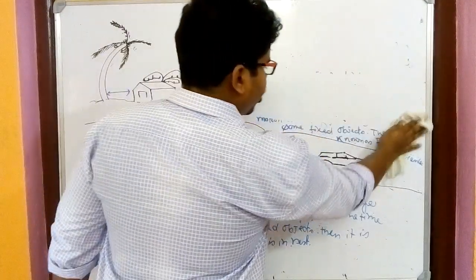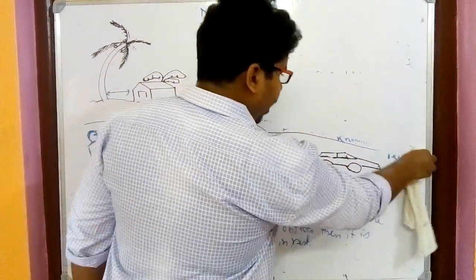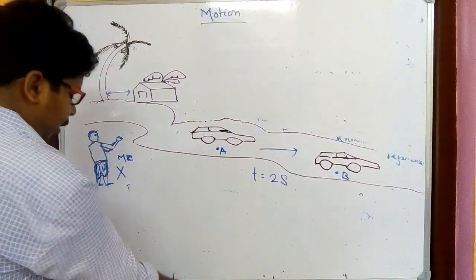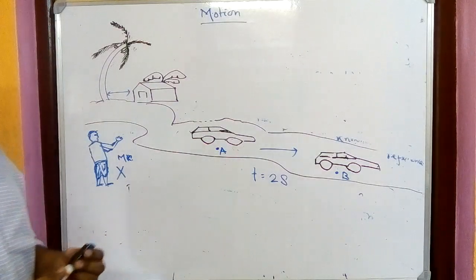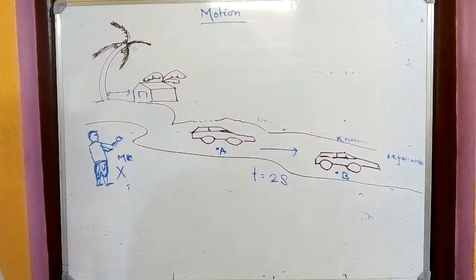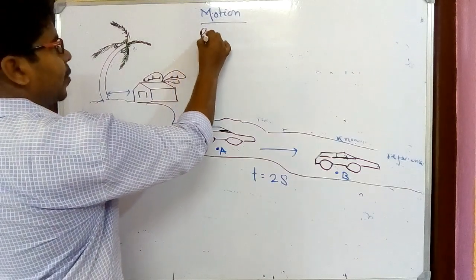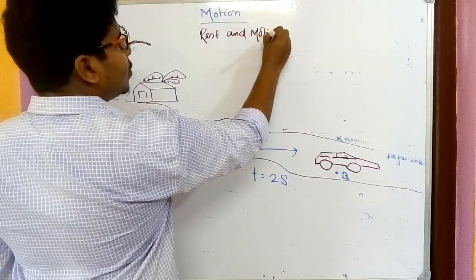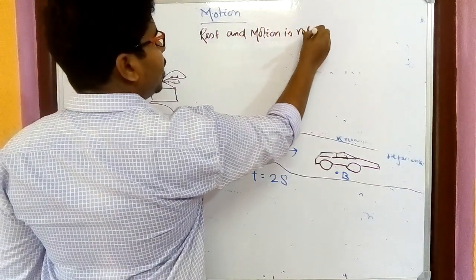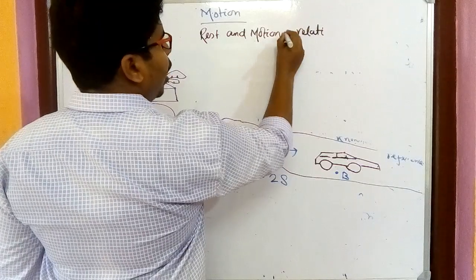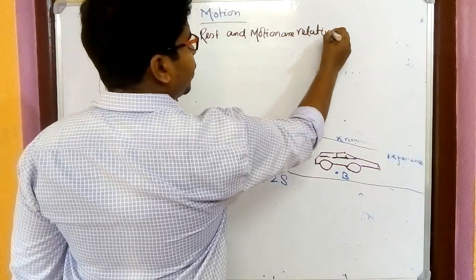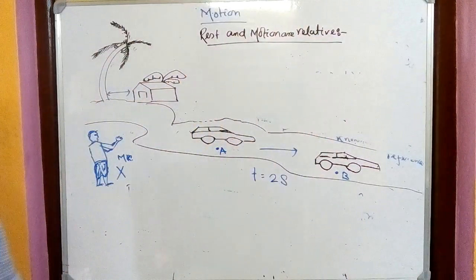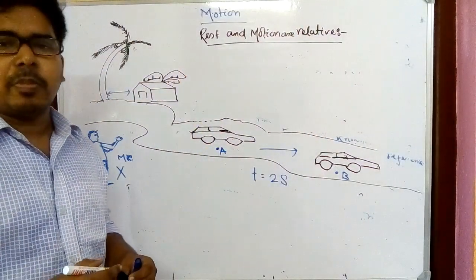The next portion we want to represent here is that rest and motion of a body is relative. Rest and motion is relative. I'm sorry, it's relative. And by that you will understand why frame of reference is important.